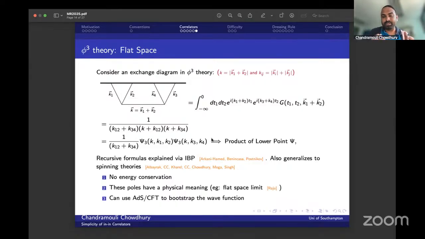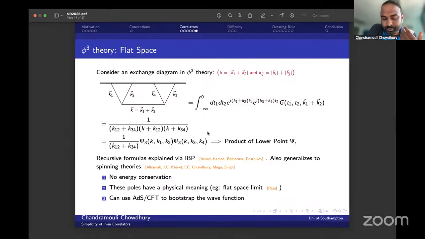And more generally, it allows you to write down the wave function at higher points in terms of lower point wave functions. And this is some nice recursive rule which you can explain using integration by parts, something which we all study in high school. And something like this also generalizes to other spinning theories. I'll not go into how you derive this recursive rule, but the only takeaway point here is the fact that you don't have any energy conservation, and hence you don't have a delta function in energy.